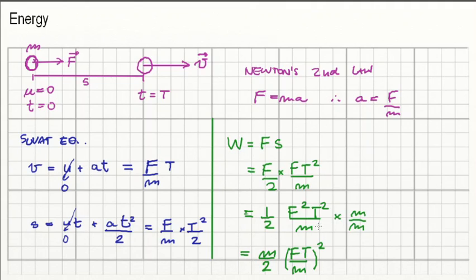Take a look, those two m's are together now inside of the square. And what is Ft over m? That's our speed. So we may then rewrite this. This work done is our change in kinetic energy, and that is given by m over 2 times v squared, the speed squared. And that's the proof of our kinetic energy equation.